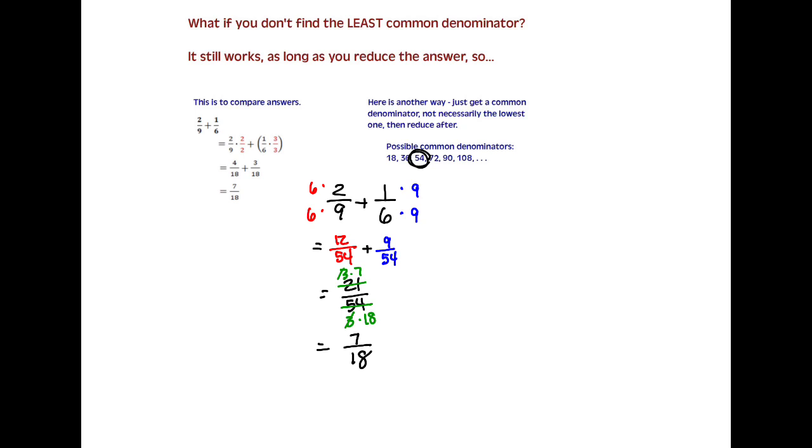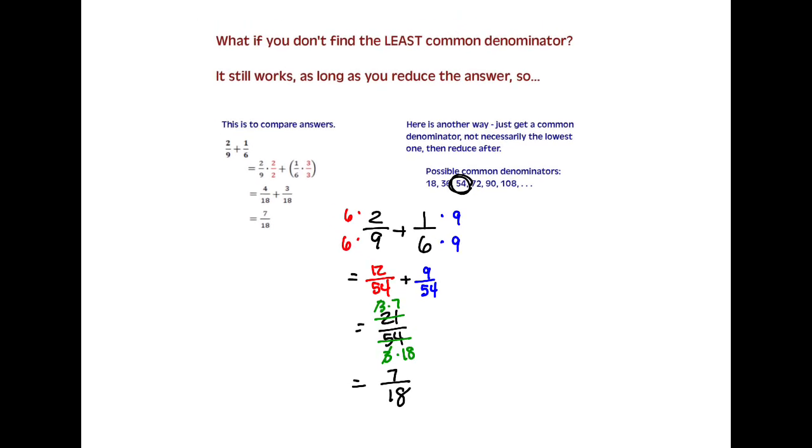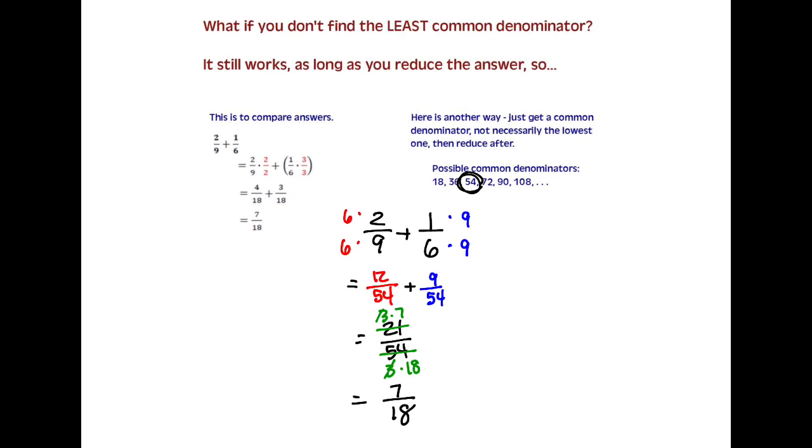But the numbers got bigger. I'm dealing with 54s. That's not a normal number to break down, right? I just happen to know that it was 3 times 18. You may not know that. So trying to get the smallest number for a denominator is the easiest way in general. Okay?